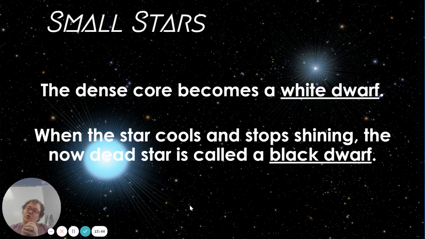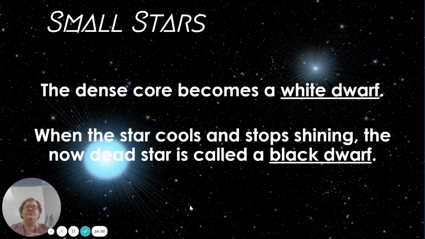That very dense core, that core where nuclear fusion was happening, is still going to remain. That's going to become a white dwarf. When that star cools completely, stops shining, we don't have light coming off of it, that is now a dead star, which we sometimes call a black dwarf.